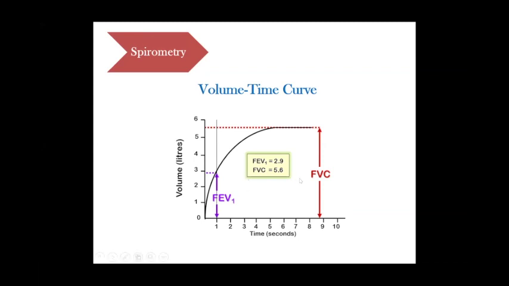The second important parameter that we can look at in this curve is the forced vital capacity. We ask the adult patient to exhale for at least 6 seconds, and children less than 10 years old for at least 3 seconds. Then we can measure forced vital capacity by drawing a line from the time zero on the curve until it intersects with the volume curve. Here we can see that FEV1 is about 2.9 liters and FVC about 5.6 liters.